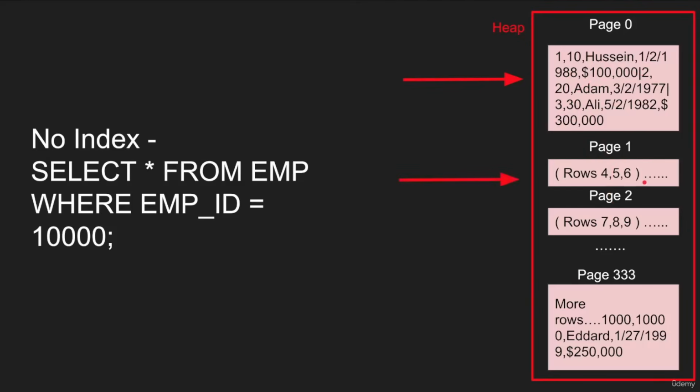Page 1. 4, 5, 6. Nope. 7, 8, 9. Nope. Up until you're fetching all these pages. This is so expensive. Some databases do parallel threading, multiprocessing, to walk this structure using multiple threads, from the bottom to the top, in parallel to scan. But in general, it is expensive because the last page happened to be the one that has employee 10,000. So we did a lot of queries to fetch that. So that's without an index.